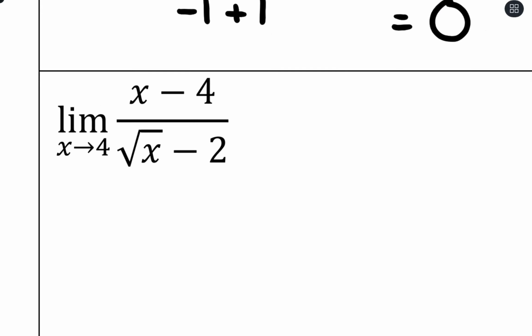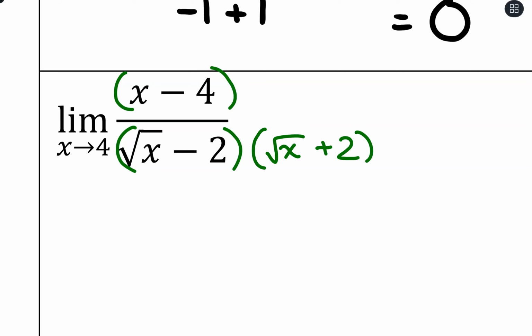Okay, similar scenario here. It's just in the denominator, but the process is the same. So I would try to factor, but there's nothing to factor. So instead, with that square root of x minus 2, I want to multiply by a square root of x plus 2 to simplify things out.